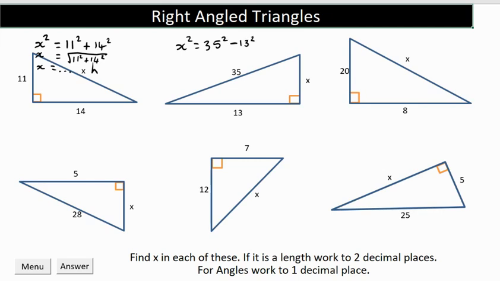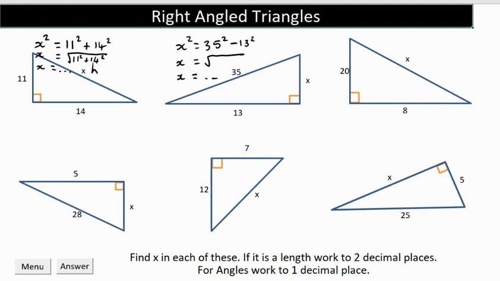Because if you do it the other way around, 13 squared take away 35 squared, you're going to come up with a calculator error because you'll be trying to square root a negative number. So get your working done and find the value for x.